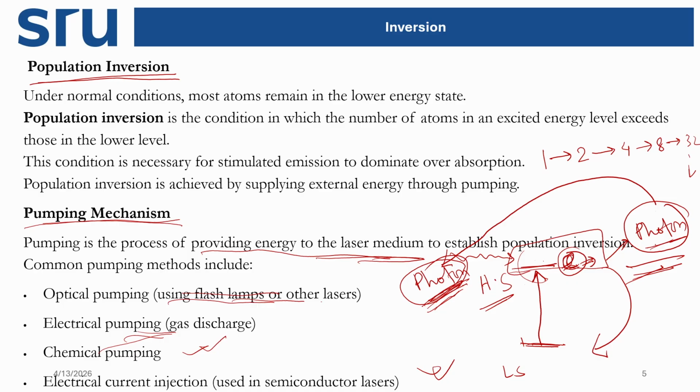Then, when more electrons are in the excited state, providing a photon from outside will make it interact more with the high energy electrons in the excited state. Then it will create many more photons, and the laser property will be obtained.